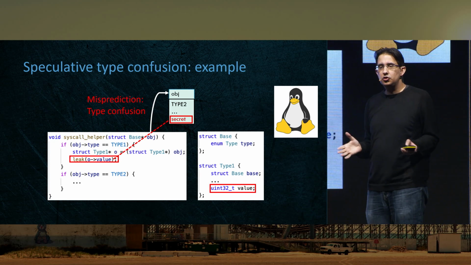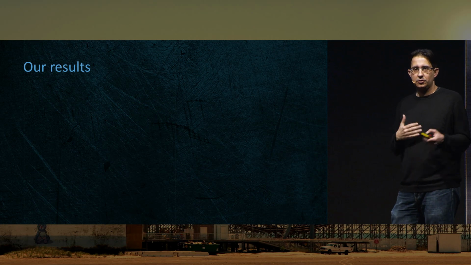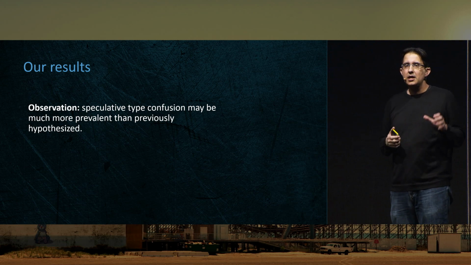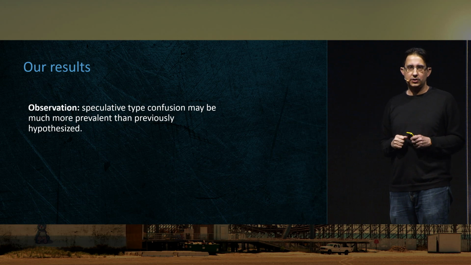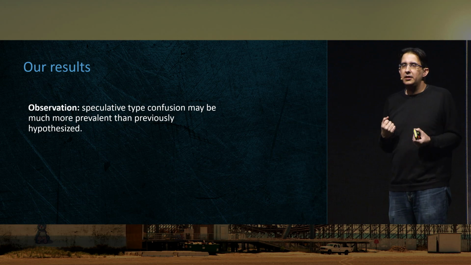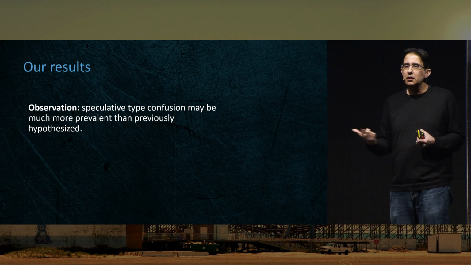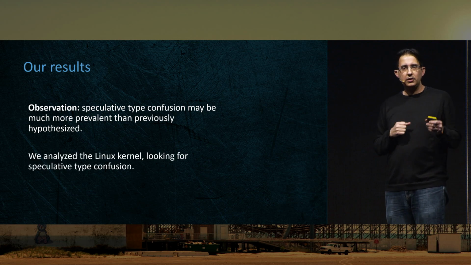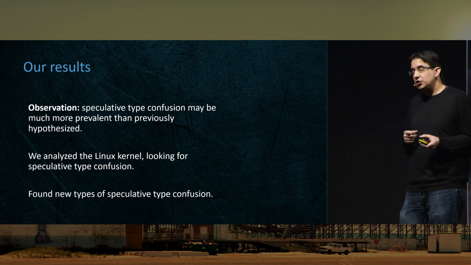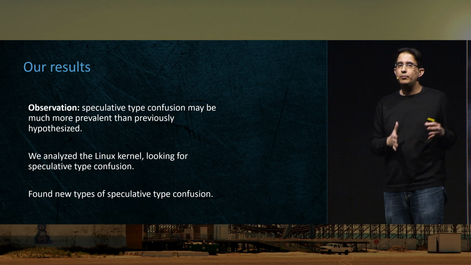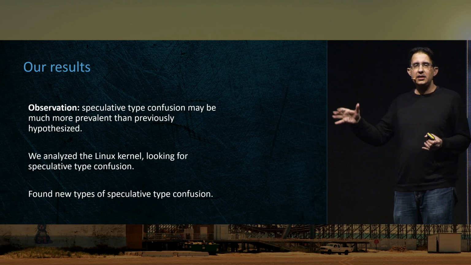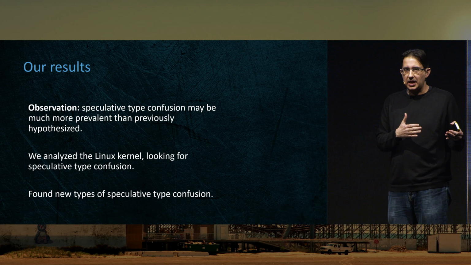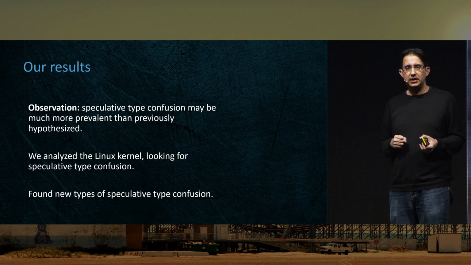Okay? So, not sure if you are very impressed by this example, maybe it seems contrived, but the main observation of our work was that speculative type confusion can be much more prevalent than just what this example shows. And in fact, it can even exist in benign code without the programmer realizing that it's there. So we did an analysis of the Linux kernel looking for speculative type confusion, and we actually found new types of speculative type confusion. We found both exploitable vulnerabilities and latent vulnerabilities, which currently are not exploitable, but they're not exploitable by luck, not by design, and any small code change might make them exploitable.